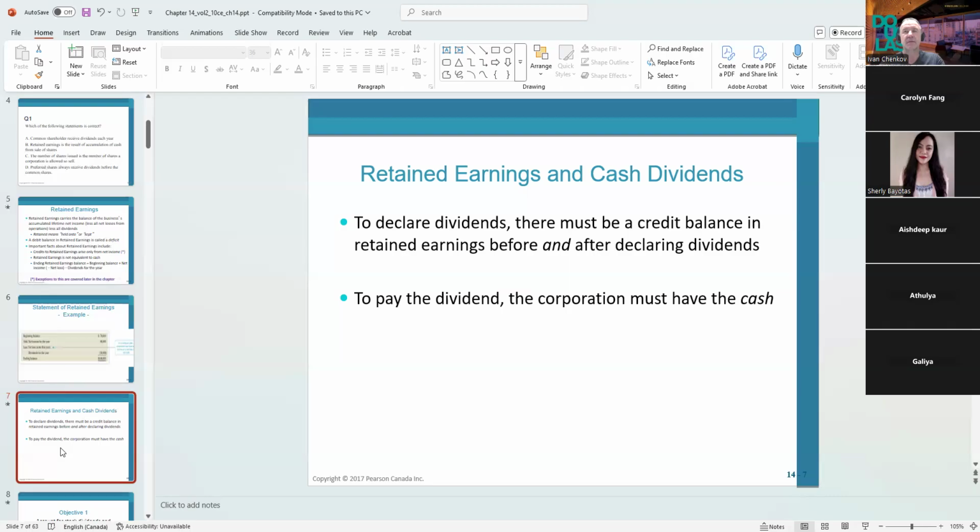It won't make sense for the company to borrow money in order to pay dividend. Usually, if the corporation doesn't have cash, they wait until the cash is collected. Once the cash is collected, the dividend is declared and paid.